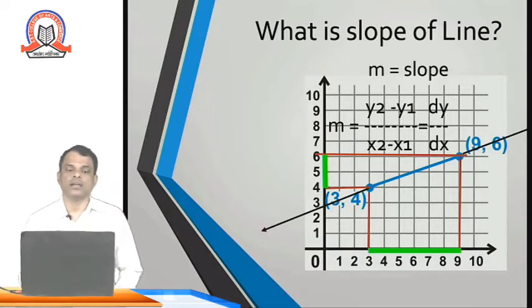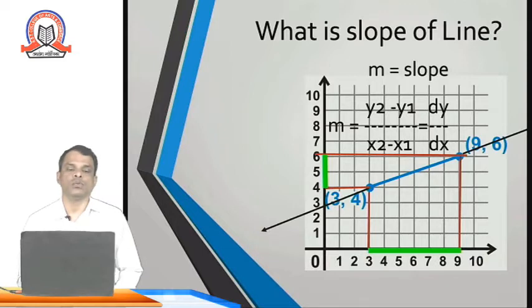Let's consider 3, 4 as x1 and y1, and 9, 6 as x2 and y2. That is, x1 is 3, y1 is 4, x2 is 9 and y2 is 6. So how are we going to find out the slope then?